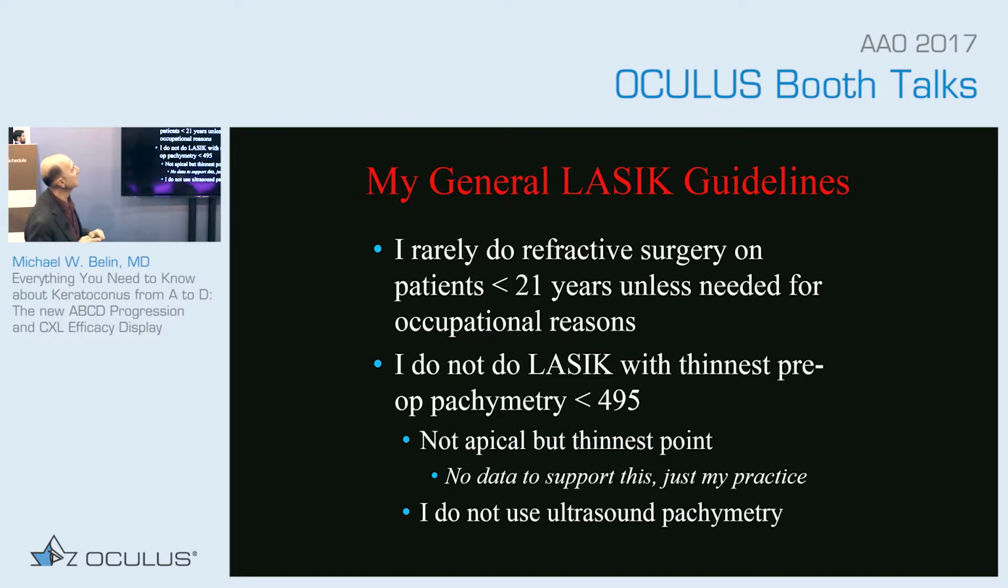Okay. So my general guidelines, and I'm relatively conservative, I rarely do refractive surgery on patients under 21 unless they need it for occupational reasons. With absolutely no data, I do not do LASIK if the thinnest pachymetry is 495 or less. Nothing to back that up. That's just my practice. I always use the thinnest point for computations. So if I'm doing a residual bed or a PTA computation, I use the thinnest point, not an apical reading. I haven't used an ultrasound pachymeter in probably eight years.